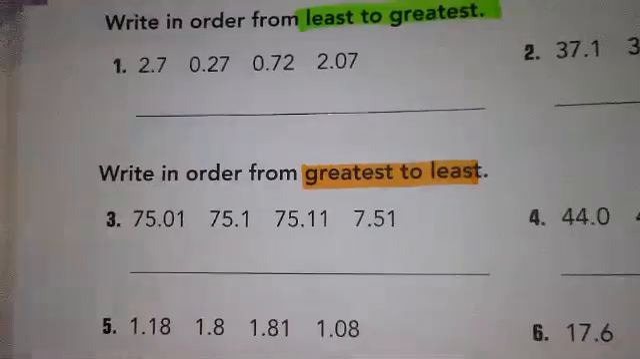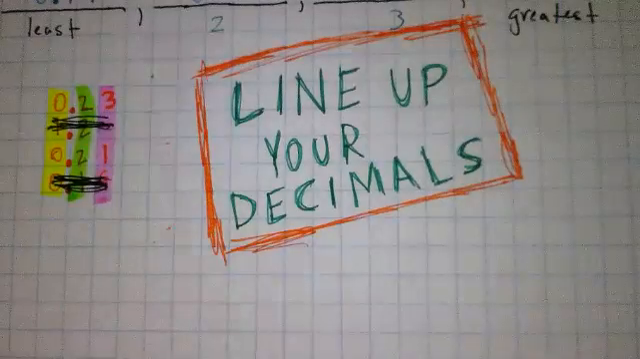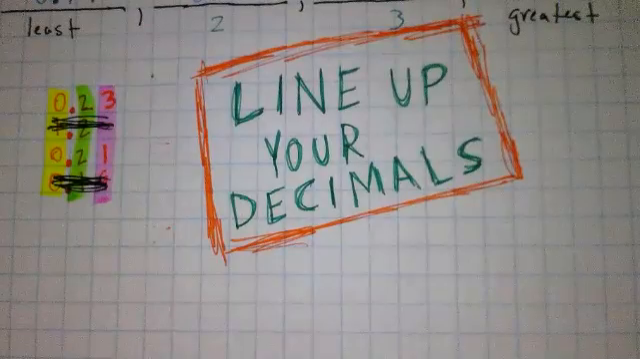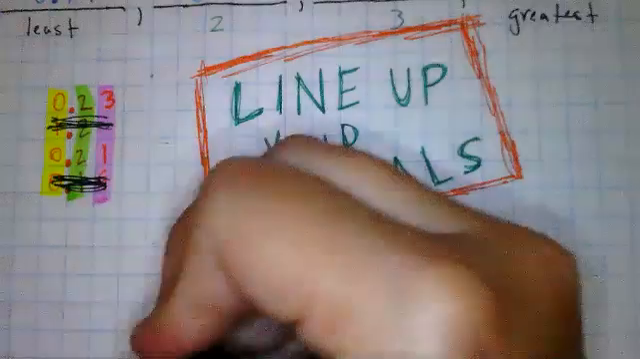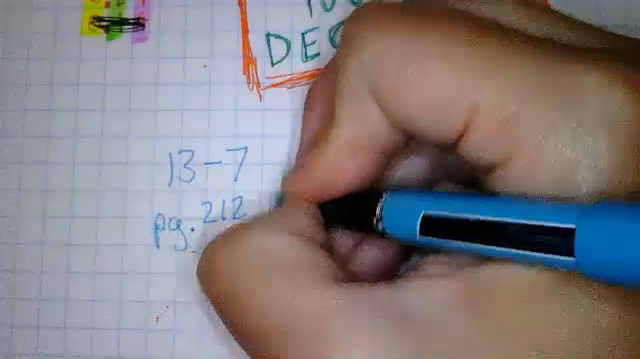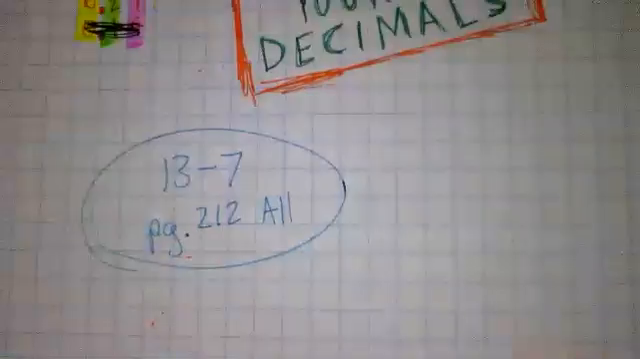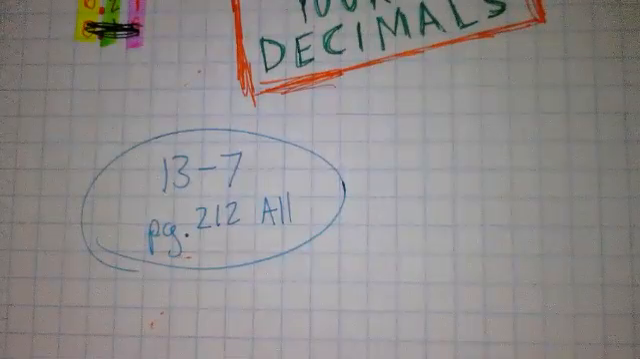So don't forget, line up your decimals. Get graph paper if you need it. It's not going to hurt you, right? Never going to hurt you to use graph paper. Line up your decimals. Your homework is 13-7, page 212. Oh, that's only 8 problems when you think about it. Only 8 problems, so you can get that done.